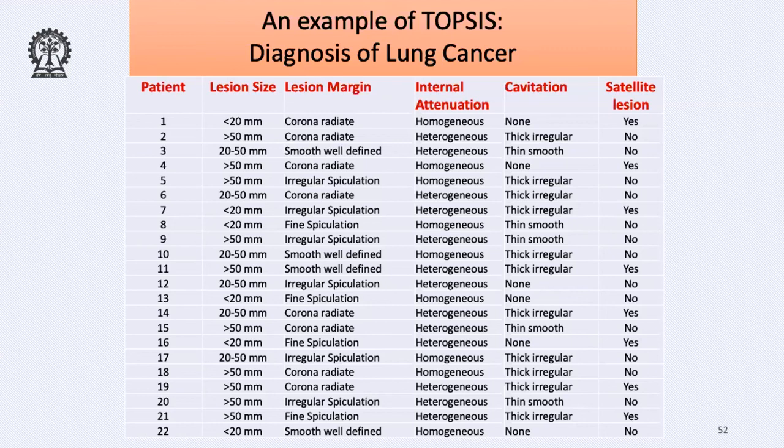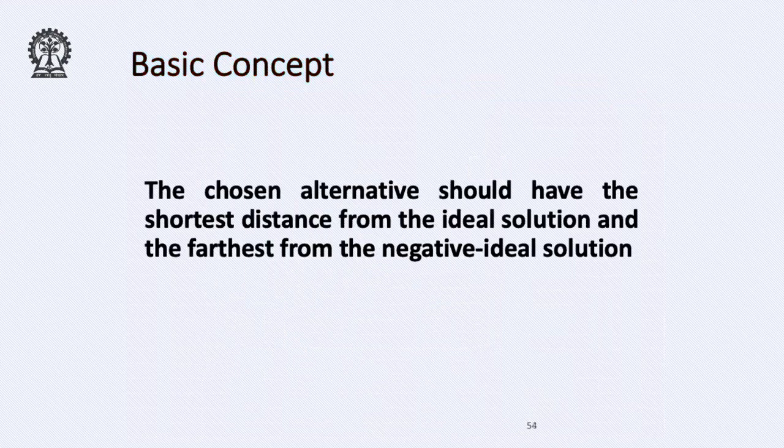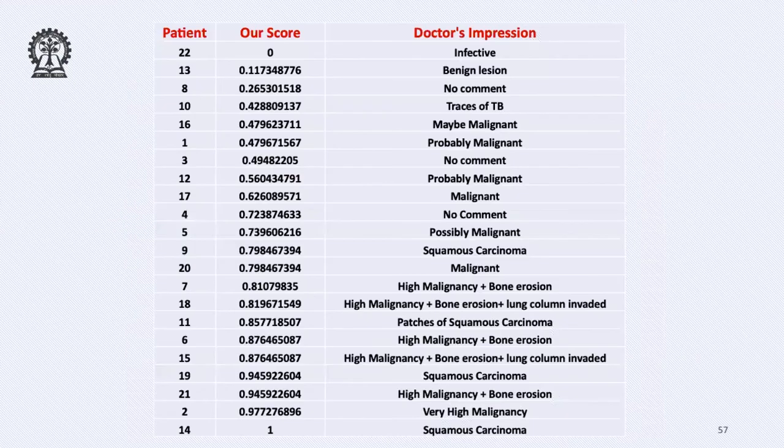That's why we collected information for 22 patients about the lesion size, lesion margin, internal attenuation, cavitation, satellite lesion, and there are many more we considered. I have taken just a few here, and with that we applied our developed theory. We wanted to map the patient's condition based on those criteria, because that is again a multi-criteria application, between 0 and 1.